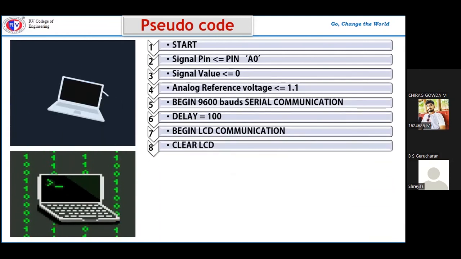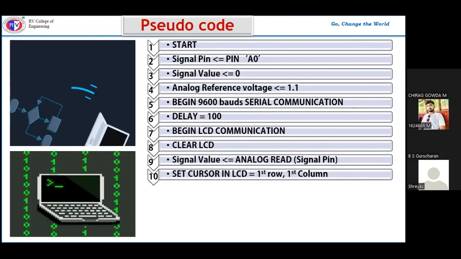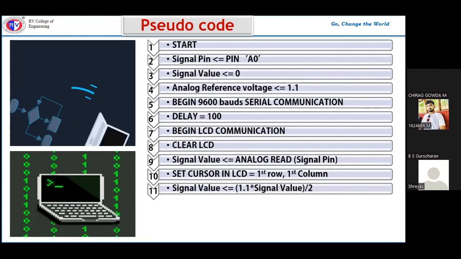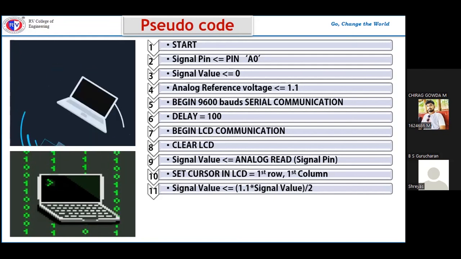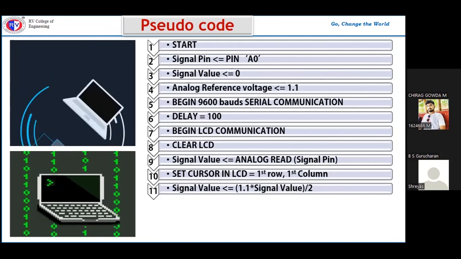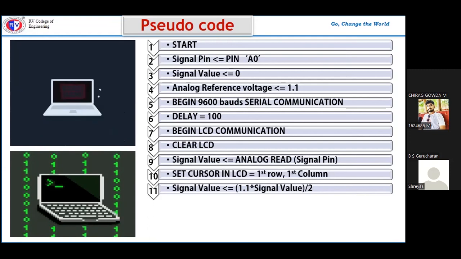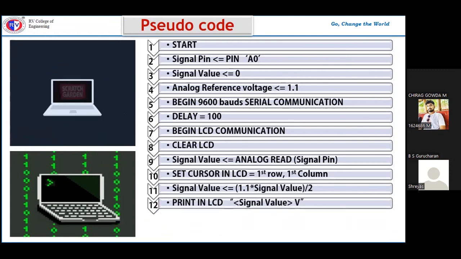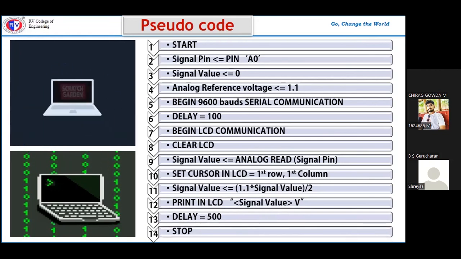Again, clear LCD. This clears any previous data stored in LCD. Then we assign the value obtained from analog read to signal value, and we set the cursor of LCD to first row and first column. Next, we perform a mathematical operation here, which multiplies the signal value obtained from the signal pin A0 by 1.1, and the product is divided by 2. This value is stored in signal value. Then this signal value is printed on the LCD and we give a delay of 0.5 seconds, and this loop keeps repeating. After every 0.5 seconds the sensor will be taking the values and displaying them on the LCD.